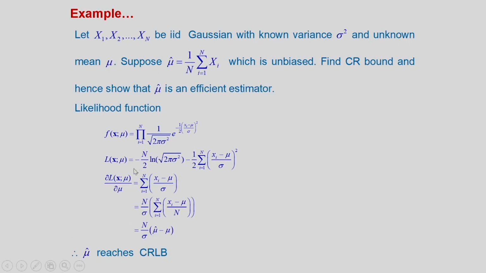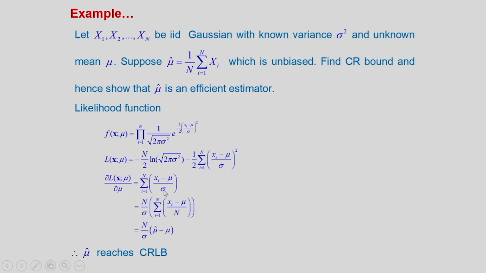Now again we consider this likelihood function, which is given by this, and the log likelihood function is given by this. Now let us take the first partial derivative. So del L del mu will be equal to the summation, because when we take the partial derivative of this, 2 and 2 will get cancelled. So that way it is summation of (xi minus mu) by sigma, i going from 1 to n, that is the partial derivative of the log likelihood function.